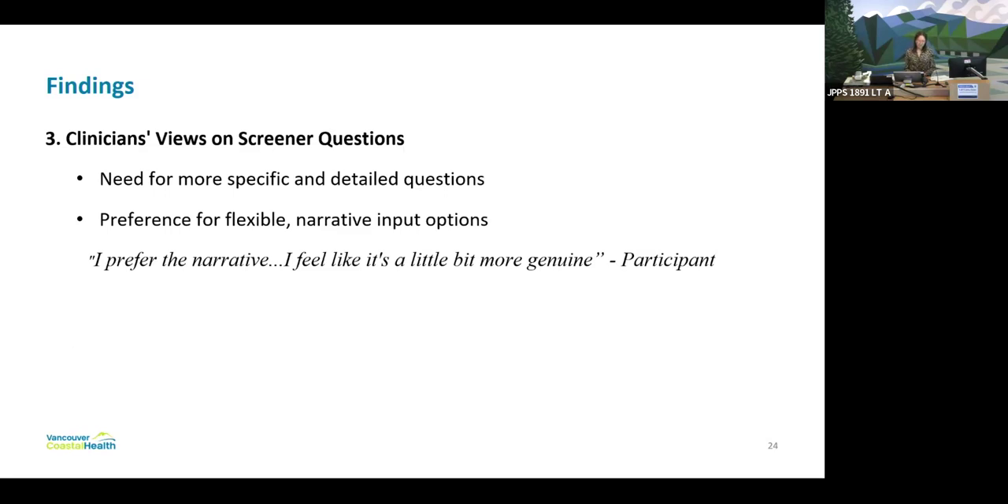Clinicians also felt that there needed to be more specific and detailed questions. They felt that the question structure needed to be revised to add more detail to capture the complexities of the client's substance use patterns as well as mental health issues. There was also a preference for flexible narrative input options. Participants had familiarity, experience and comfort, while some preferred traditional narrative-based assessments as a more genuine and effective way of gathering information. A quote from one participant was, "I prefer the narrative. I feel like it's a bit more genuine."